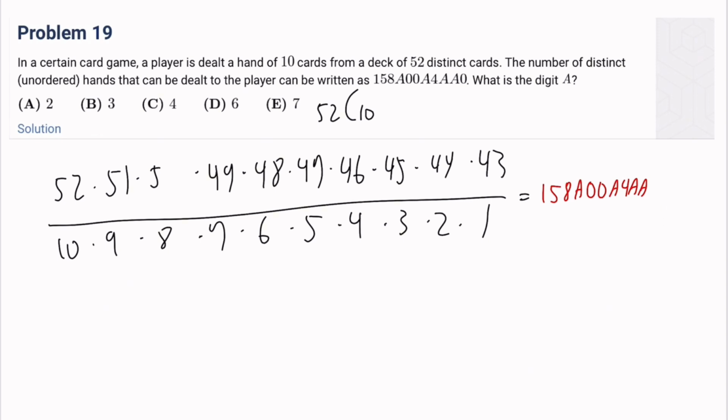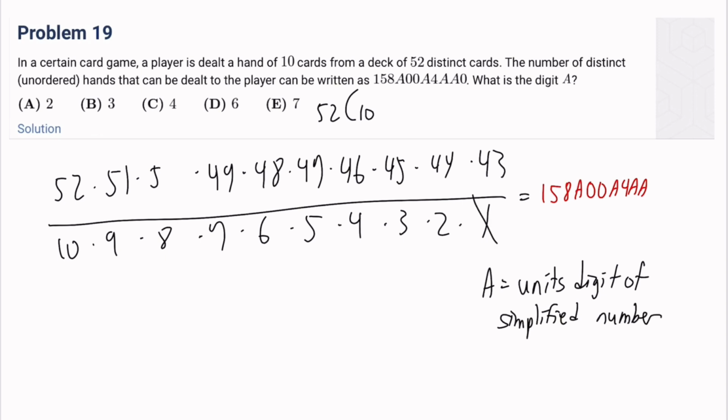And so now what we can do is we can try to simplify this, and then we will just get the units digit of that, right? Because the units digit will be A, and so the A is the units digit of the simplified number, right? And so let's get simplifying.